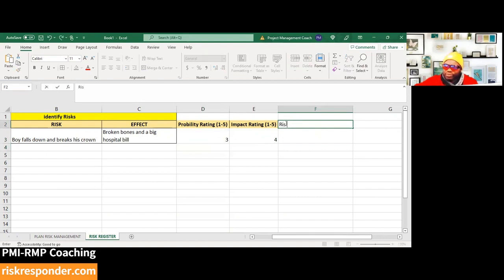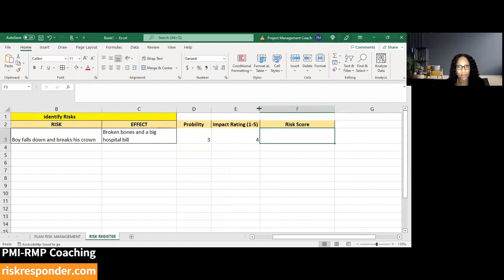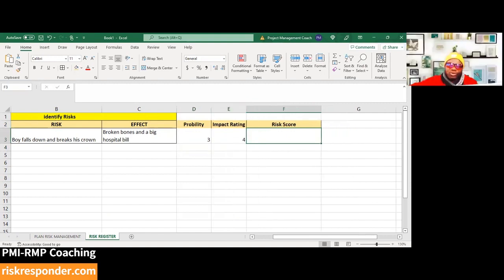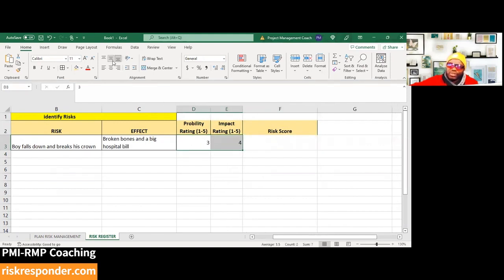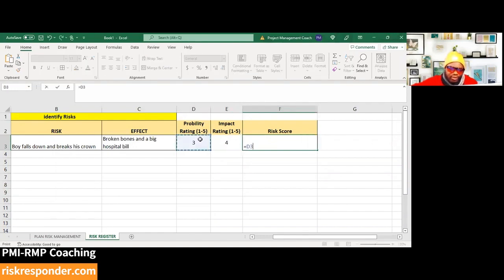And what is the purpose of the risk score? Does anyone know what a risk score is used for? What is the main thing it's used for? The ranking of the risk, how probable they are to. You got it, exactly. You want to rank the risk because you can't go after every single one on every single project. There has got to be some prioritization. So it's a relative prioritization. The risk score is the probability rating times the impact rating. In this case, it's a 12.